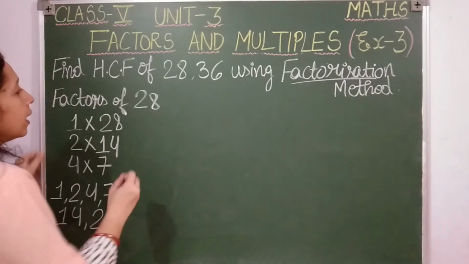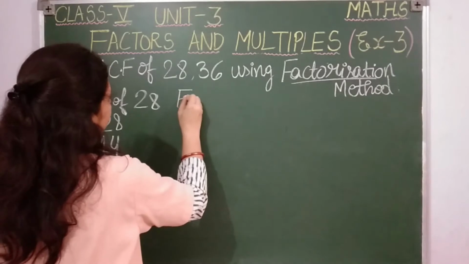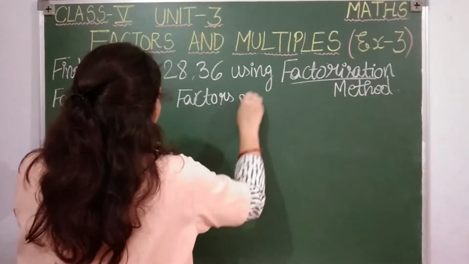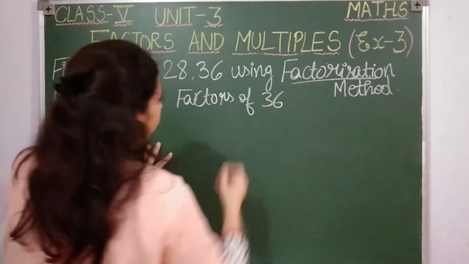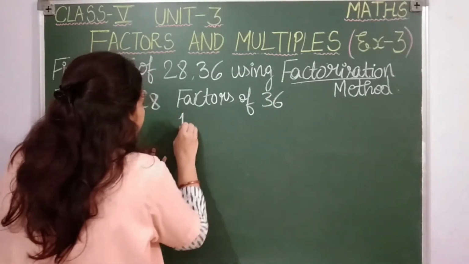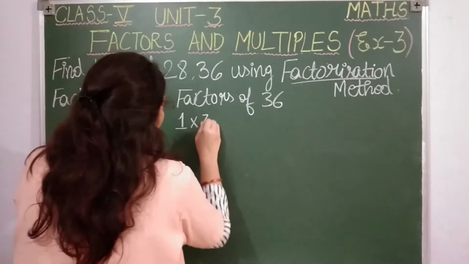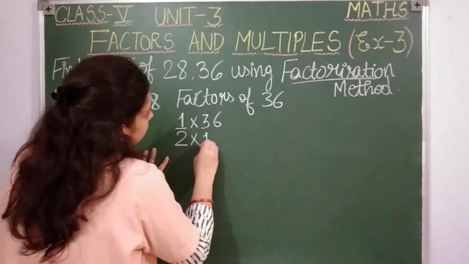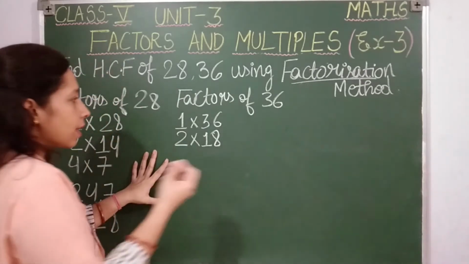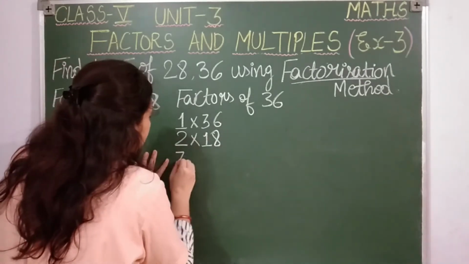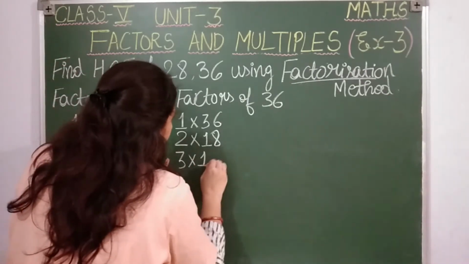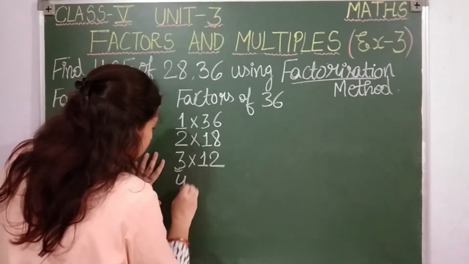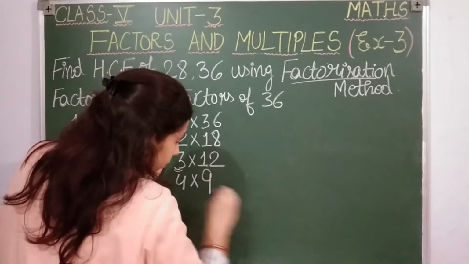Okay, students? In the same manner, let us write the factors of 36 now. Every number has 1 as its factor. So 1 into 36, it will come in the table of 2 also. 2 1s are 2, 2 8s are 16. So 2 18s are 36. Then it will come in the table of 3 also. 3 1s are 3, 3 2s are 6. Then in 4's table also it comes, na, 4 9s are 36.